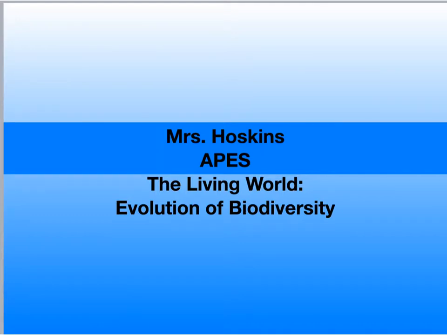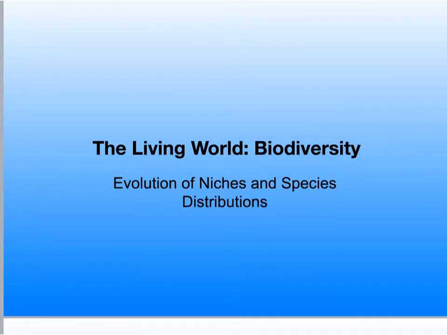The Living World, Evolution of Biodiversity. This unit describes biodiversity of Earth and how it came to be and how environmental factors can cause and influence its decline. So biodiversity can be described at a genetic level, at a species level, and then at an ecosystem level. The living world and biodiversity, the evolution of niches and species distributions.